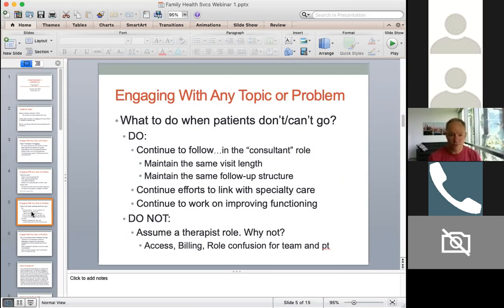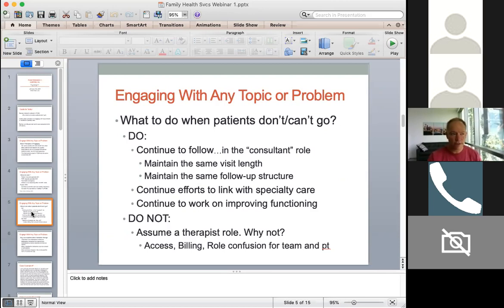First, the do's. You do want to continue to follow that patient, all right? But when you follow that patient, remember that you are a consultant, right? So that C in BHC stands for Behavioral Health Consultant. And the reason you're a consultant rather than a therapist is because consultants do things differently than therapists. One of the things that they do is they follow up differently with patients.